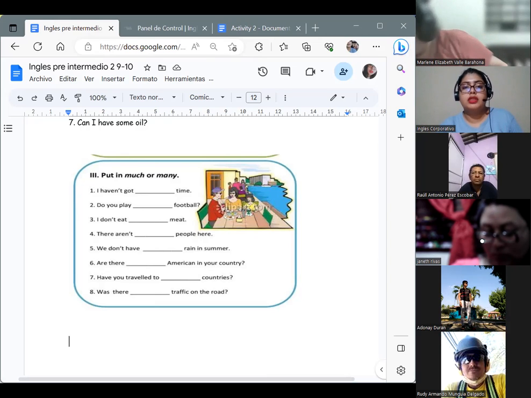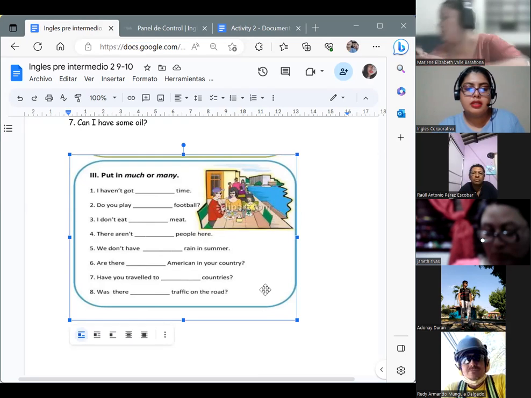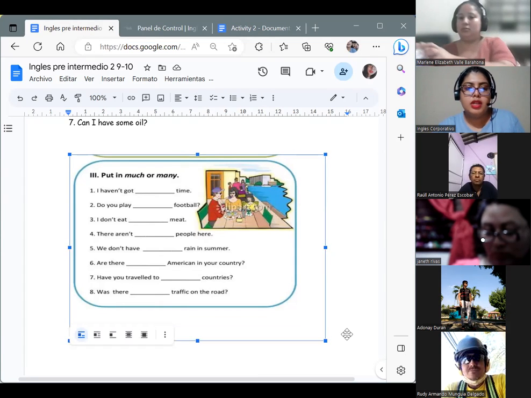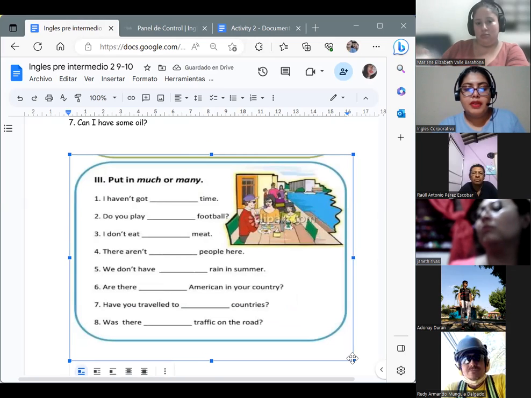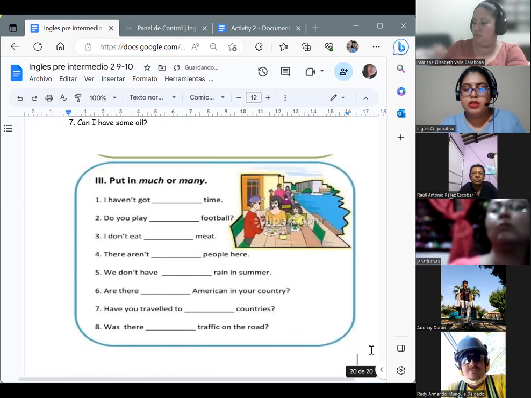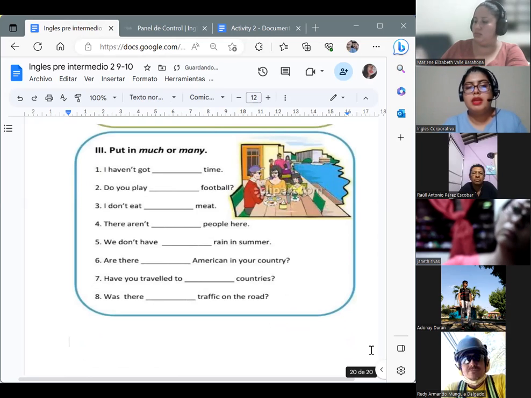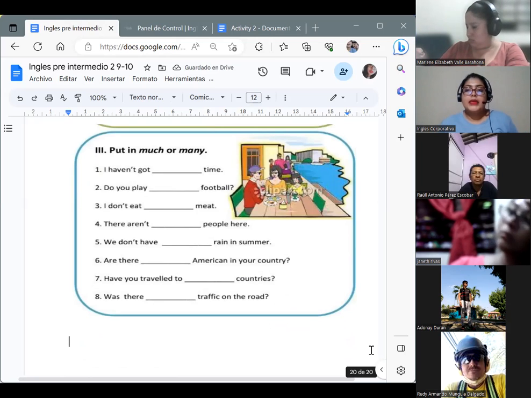So, this is the last exercise about much or many. And we have 8 statements, and I'm going to write the answers at the end of the image.